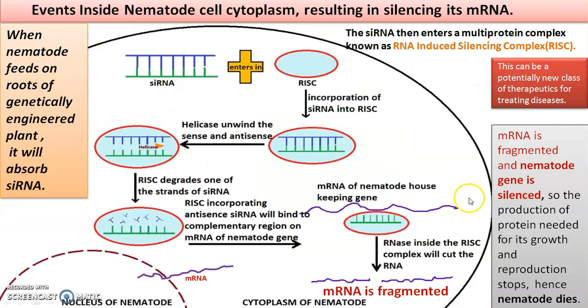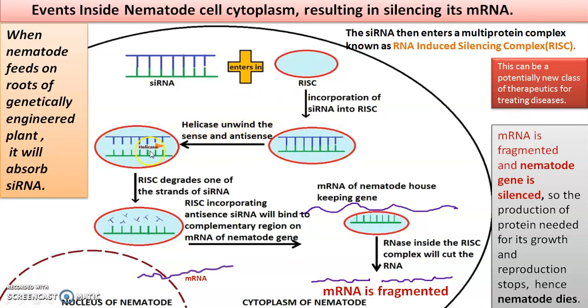Now what happens in the nematode cell? When it absorbs siRNA, the siRNA will enter a multiprotein complex in the cytoplasm of the nematode. It is a complex protein, having so many proteinaceous components, together called RISC, the RNA induced silencing complex. So this siRNA will enter the RISC. Once it is incorporated into the RISC, there is an enzyme helicase present in RISC. It will cut the two strands.